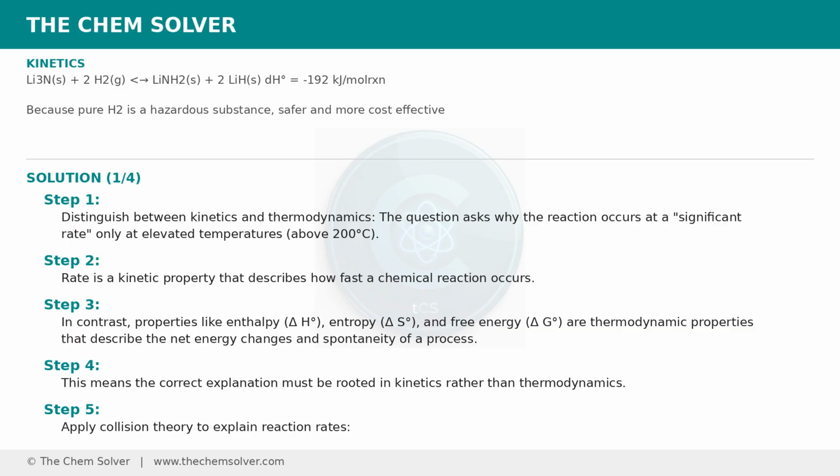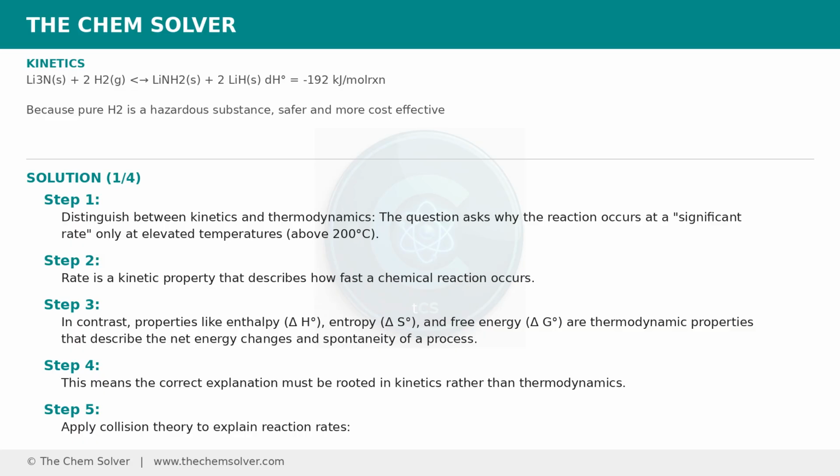In contrast, properties like enthalpy, delta H degrees, entropy, delta S degrees, and free energy, delta G degrees, are thermodynamic properties that describe the net energy changes and spontaneity of a process. This means the correct explanation must be rooted in kinetics rather than thermodynamics.